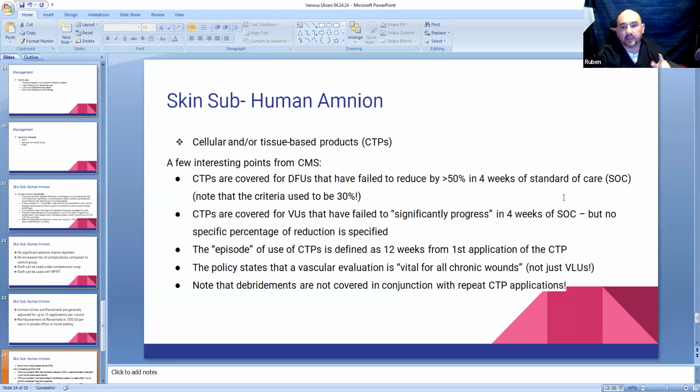So they want a certain percentage of healing, right, within 4 weeks or 30 days. But for venous ulcers in particular, it just has to fail to progress in 4 weeks, but there's no percentage of reduction. So when they say, oh, well, it hasn't met that 50% or whatever, well, actually there's no percentage. You can just say, it's more to do with, is it still failing to heal? So the progress is not as critical. And then just know the episode is so many weeks per application.